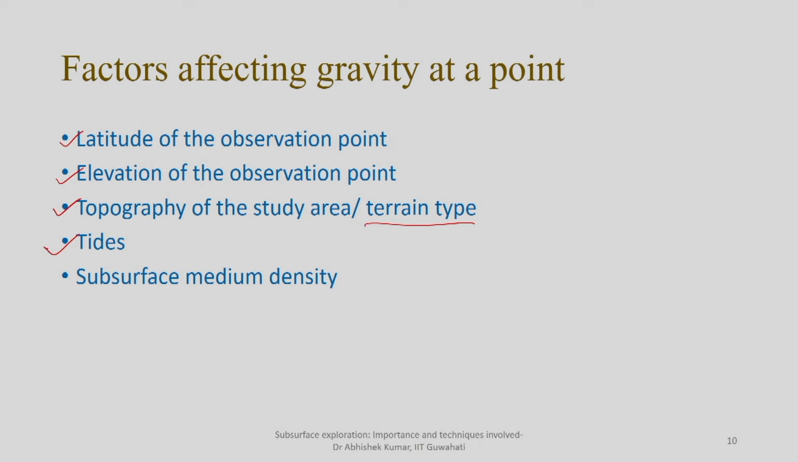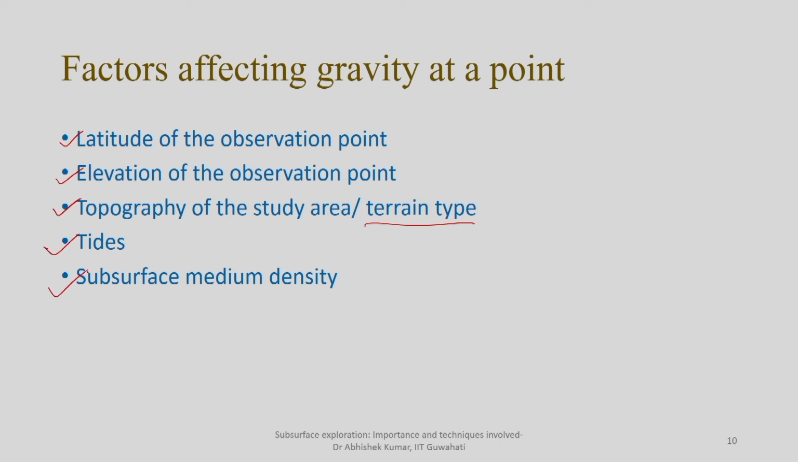Fourth point, tides. As we know, depending upon the position of the earth with respect to the sun, or the position of the moon with respect to the earth, there is always a force of attraction from the sun or the moon, which is responsible for moon tides and sun tides. This can also add some kind of additional factor or some tiny fraction into the measured gravity.